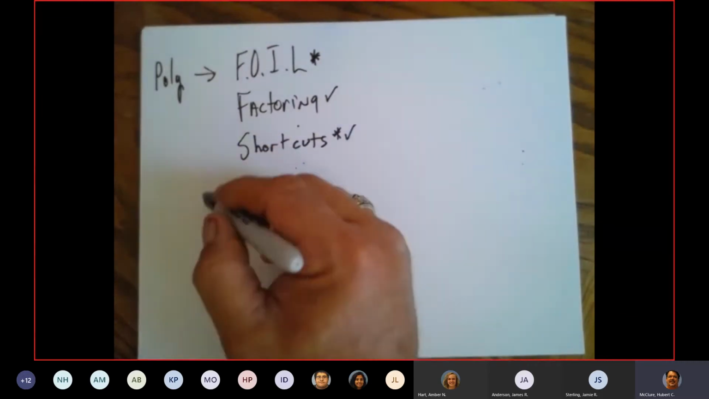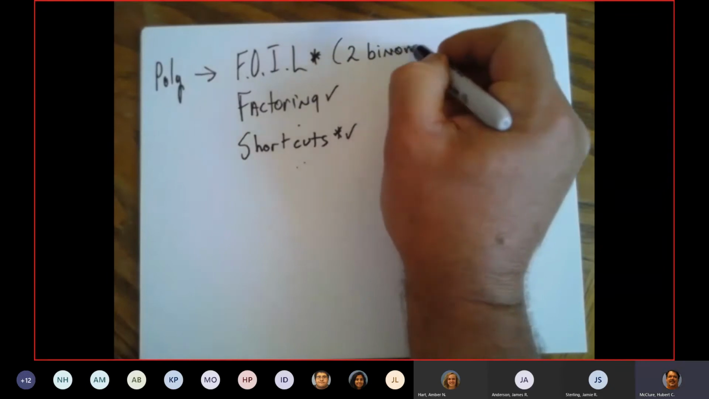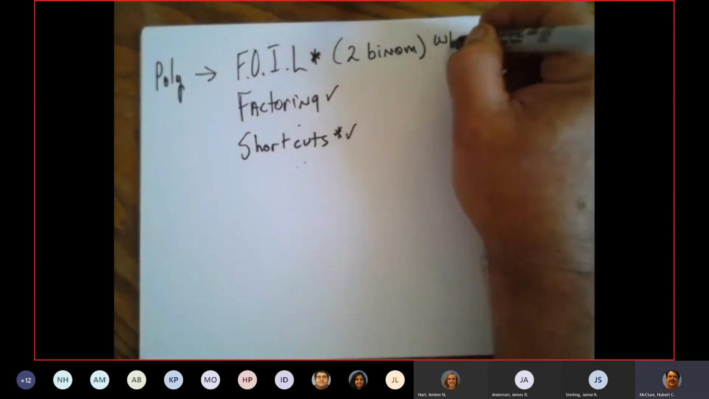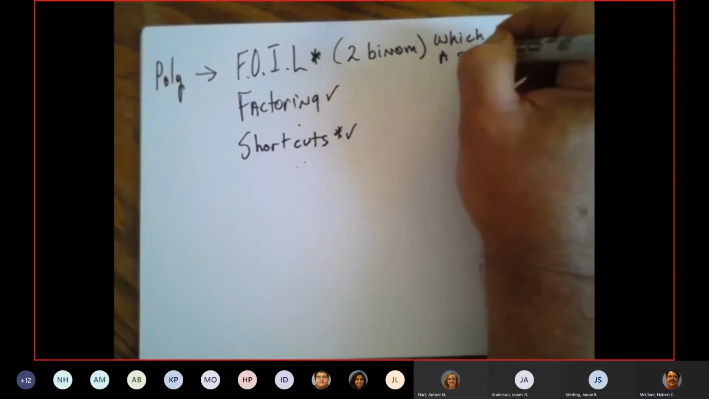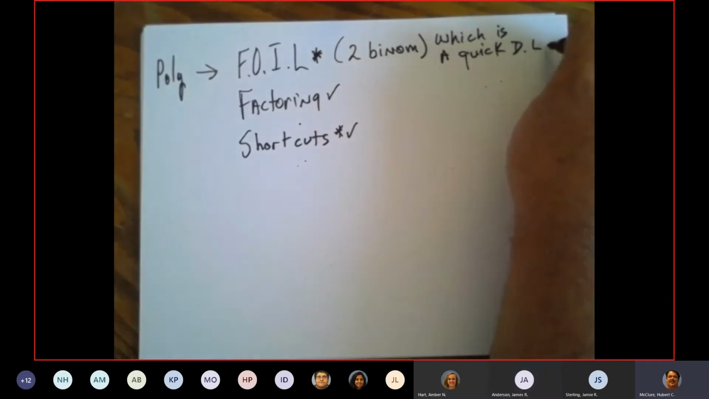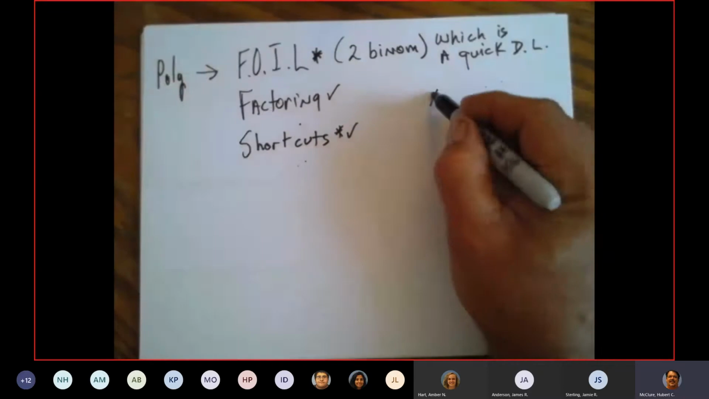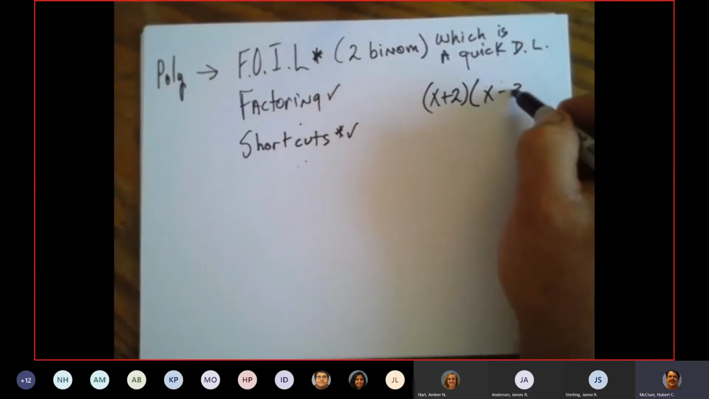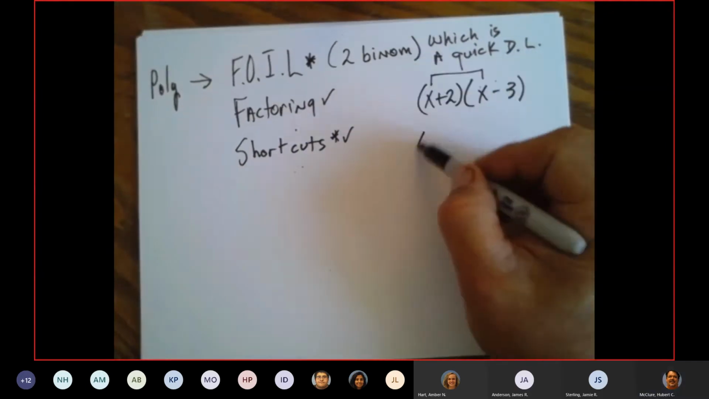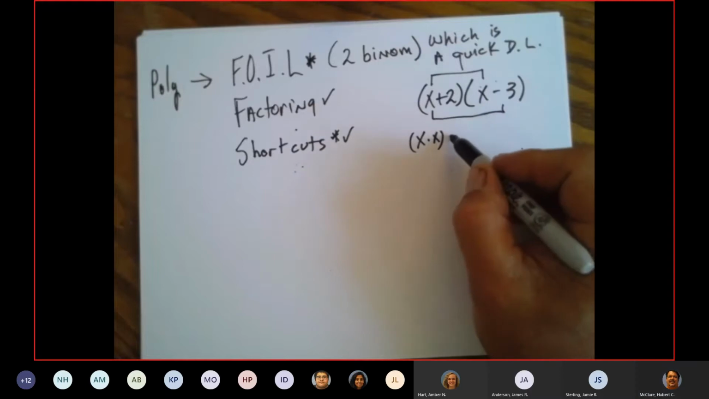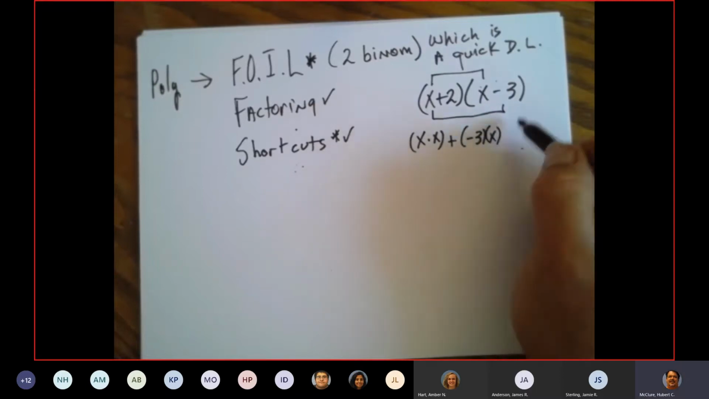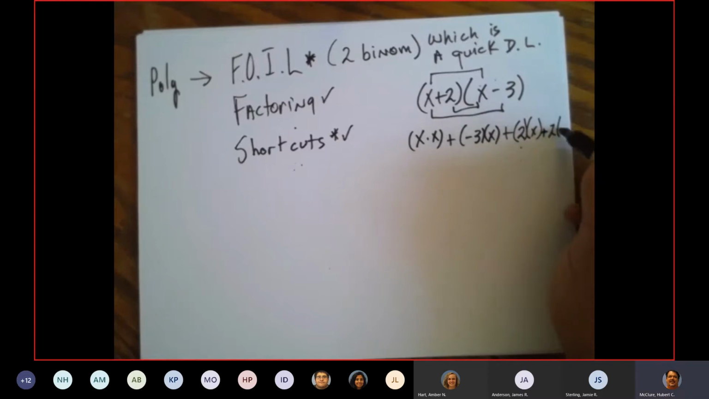With the FOIL method, you have two binomials. You can use the FOIL method, which is a quick distributive law. Okay? You can use the distributive law with any polynomial multiplied by any polynomial. But the FOIL method is just a quick little thing to remember to do two binomials. And you've got x plus 2 times x minus 3. And you do first, outside, inside, and last, 2 times -3.